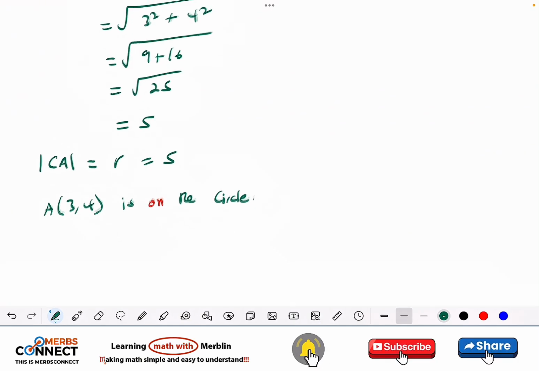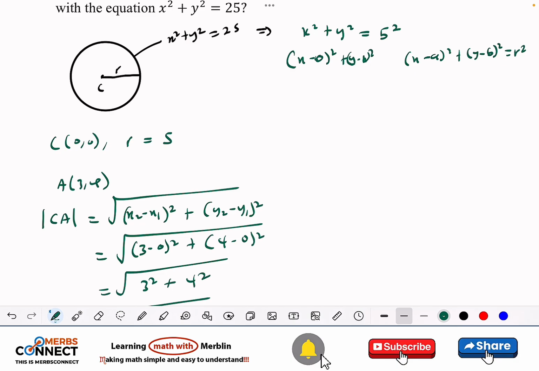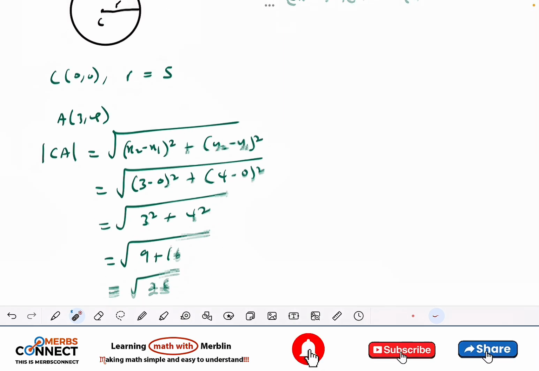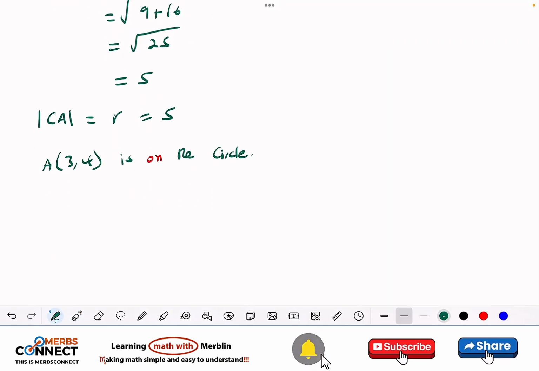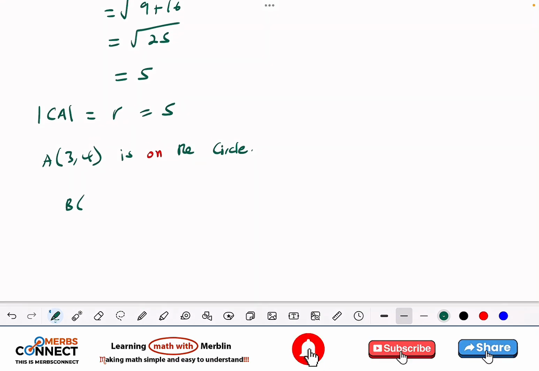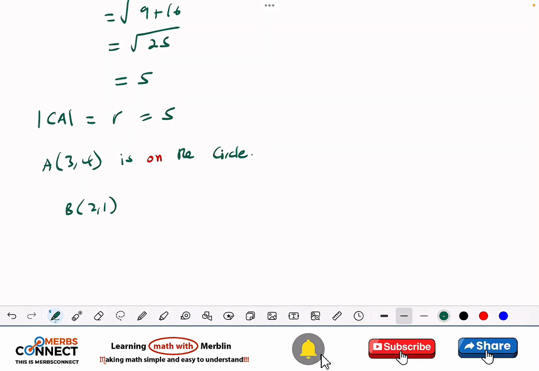So you see that it's not difficult. When you are done, you don't need to find the center again. You don't need to find the radius again. The same thing, pick the other point, and the center, find the distance, and check whether it's greater than, equal to, or less than the radius. So let me pick the other point to be B, which is I think 1 and 2. Find the distance between C and B.